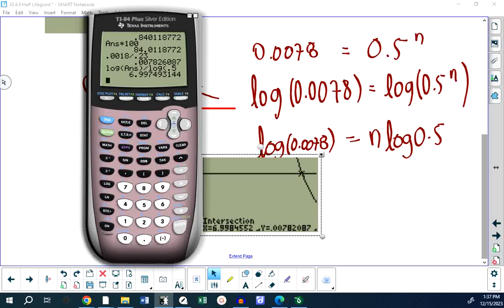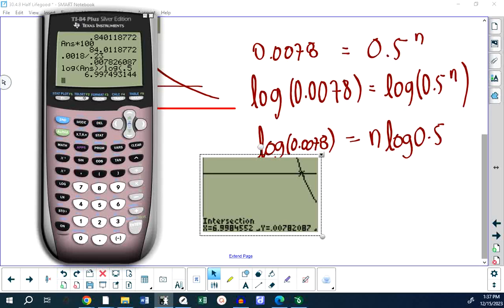5730? Thank you. So this is the number of half-lives. If we multiply that by 5730, this poor fellow was going for a walk, trying to find some food for his family 40,000 years ago.